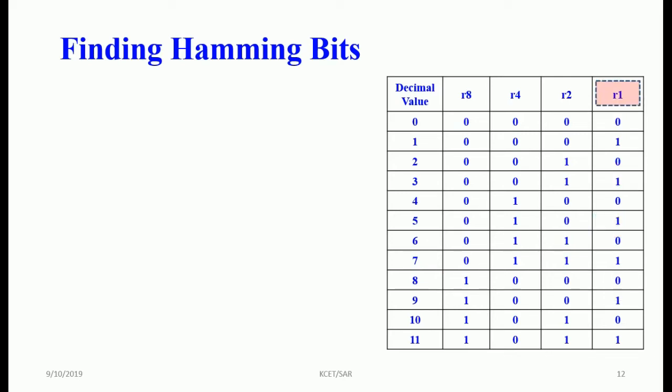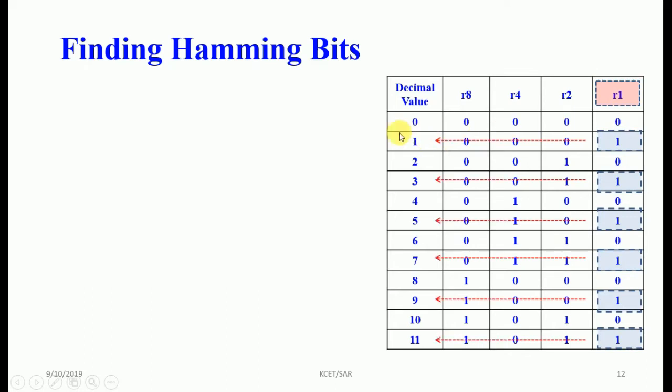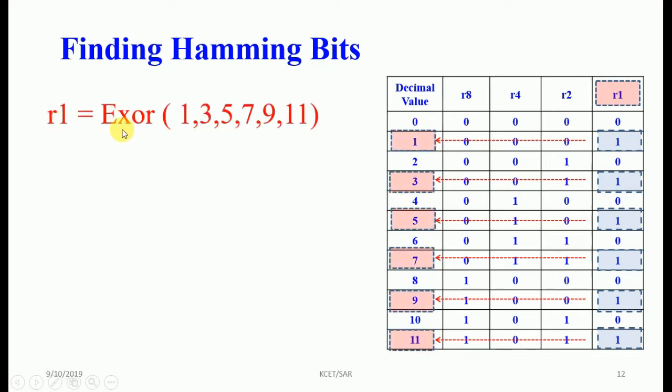Here there are a total of 11 positions. That's why we are choosing from 0 to 11. First we are going to find the R1 value. For the R1 value, where the number of 1s is in this column, the corresponding decimal values are noted here: 1, 3, 5, 7, 9, 11. We are going to perform the XOR operation. R1 is equal to XOR of 1, 3, 5, 7, 9, 11.